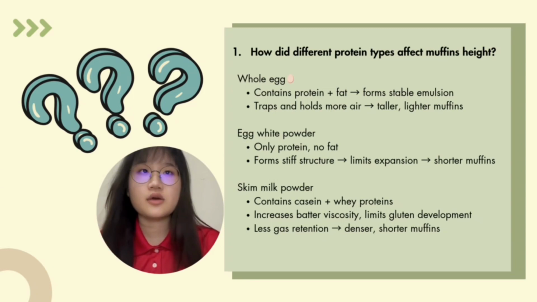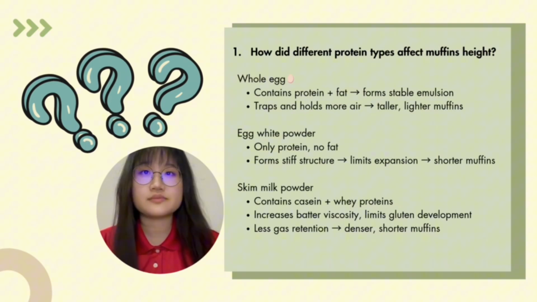This is because whole egg contains both protein and fat, which help create a stable emulsion. The emulsion helps the batter trap and hold air during mixing and baking, which makes the muffin rise higher and have a lighter texture. In contrast, egg white powder provides only protein and no fat. Although it can help stabilize foam when whipped, it tends to create a firmer and less flexible structure in baked goods. This stiffness can restrict the batter from expanding fully during baking, leading to muffins with less height.